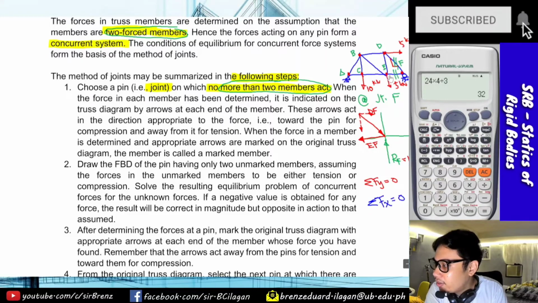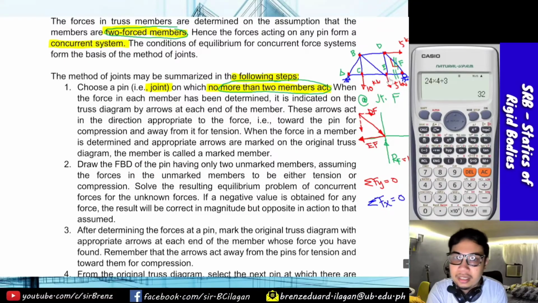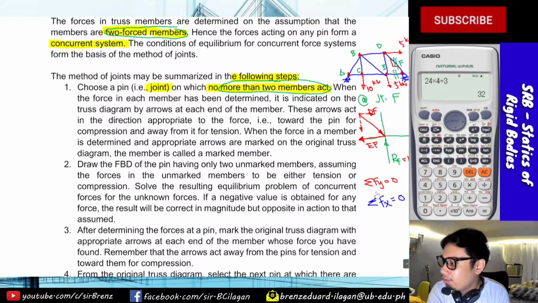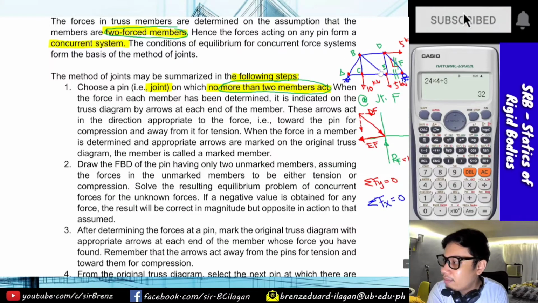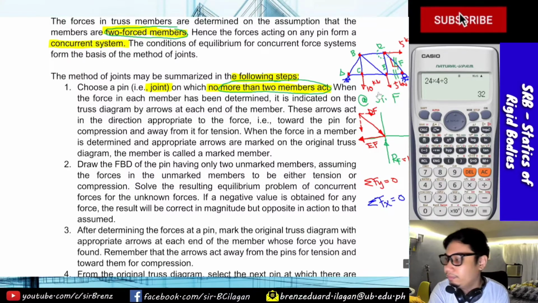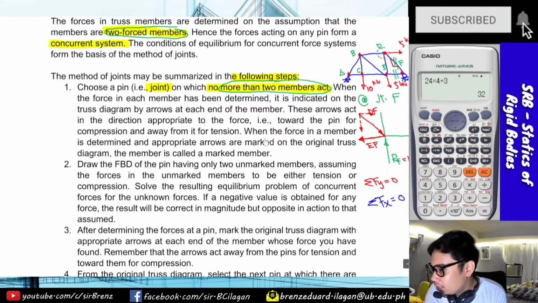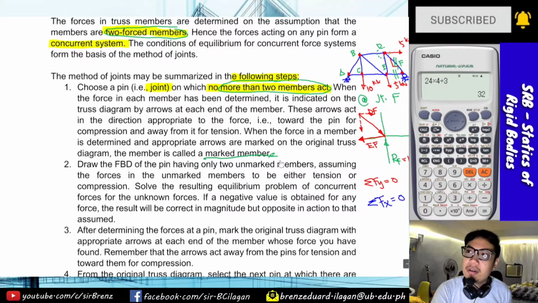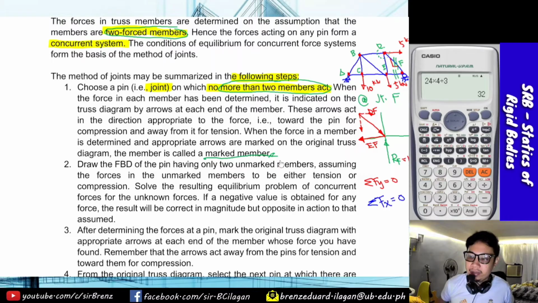Kasi kung mapapansin nyo, though meron ka ng value ng EF, ilan members yung unknown? 3. Meron kang DE, meron kang BE, and meron kang CE. So hindi mo talaga siya ma-compute. Kahit anong equation ang gawin mo, 3 yung unknown, wala ang mapapalabas dyan. That's why mas maganda kung ang unahin mong joint is si joint D. Okay? And then tsaka ka mag-joint E para mahanap yung member BE and CE and so on. So sabi nga, markahan mo na yung mga member na nako-compute mo para at least kita mo siya kung alin joint yung sunod na mas magandang gawin.